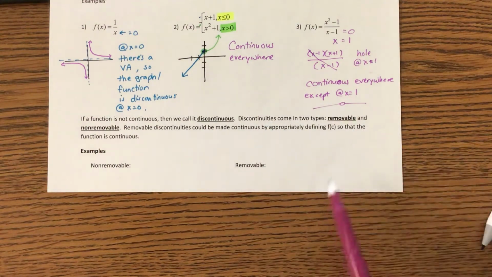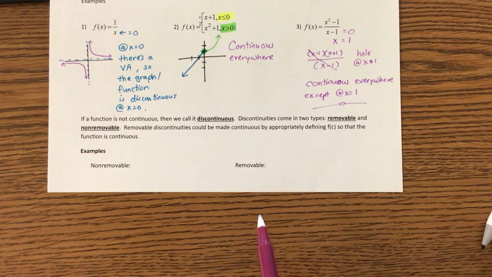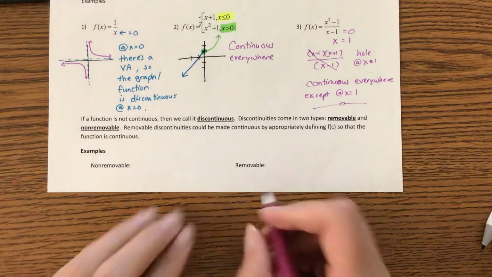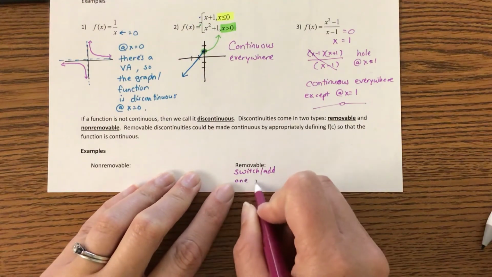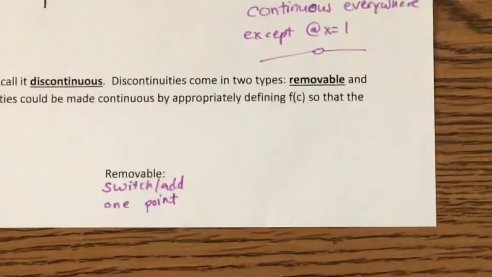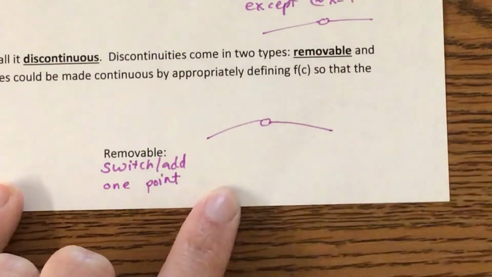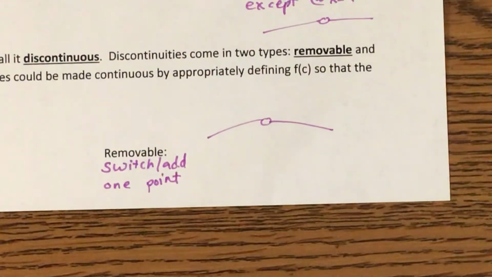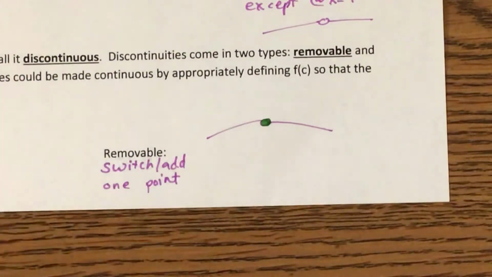We have two types of those, removable and non-removable. Removable means that you could literally just switch or add one point, and that would make your function continuous. So let's go to removable. That is going to be whenever you have a hole in the graph. Okay, so I'm going to draw on this. Here's a hole in the graph. If I add a point right there, now our function is continuous. No big deal. So we removed the discontinuity.